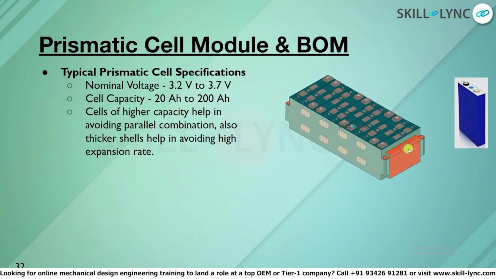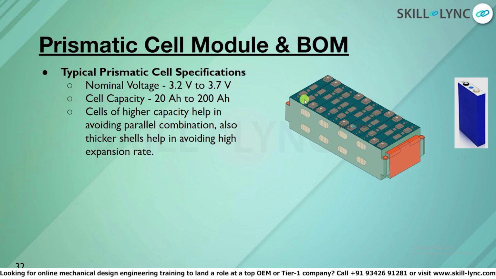But unlike that, you have prismatic cell which has a decent amount of thickness. Usually prismatic cells have a thickness of 28 mm to 30 mm or even more. It depends on the capacity of the cell. The bigger the capacity, you could see that the thickness of the cells is a little bit higher. So when you have prismatic cell, just see the way the thickness of the cell is.